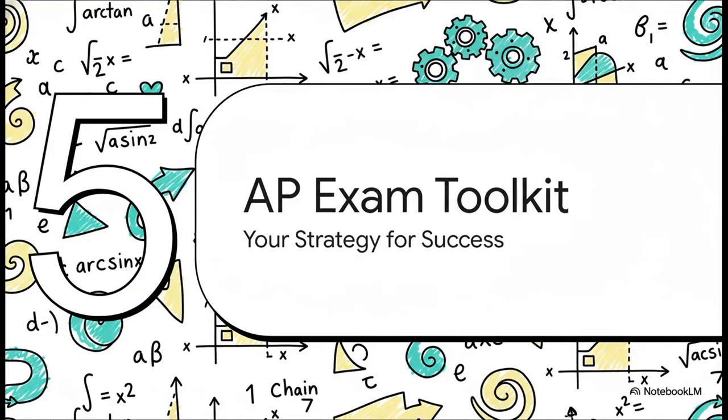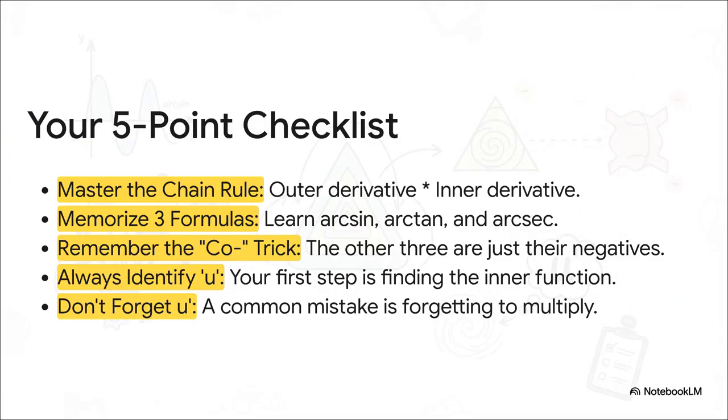Okay, let's wrap this all up. Think of this final section as your toolkit, your personal cheat sheet for test day. These are the absolute must-knows to walk away with. Here it is, your 5-point survival guide. Number 1, the chain rule is king. Live it, breathe it. Outer derivative times inner derivative.